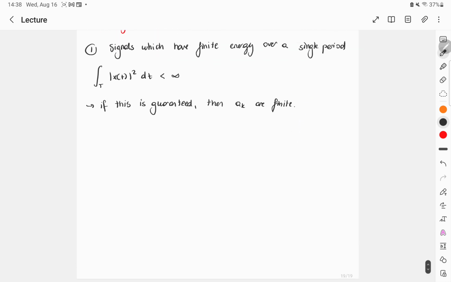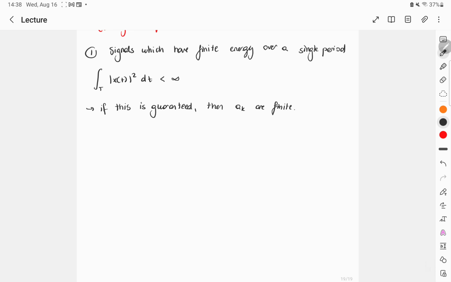Okay, now let's move on to the second. Over any period, x of t must be absolutely integrable. So we can show it like this. Over any period t, that's it.